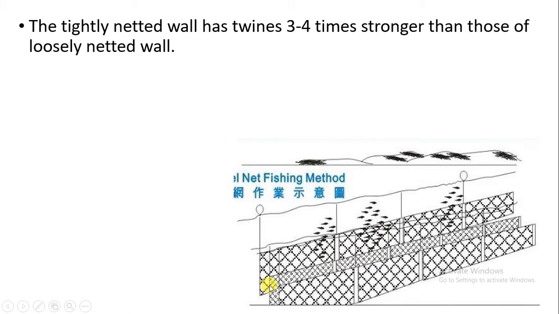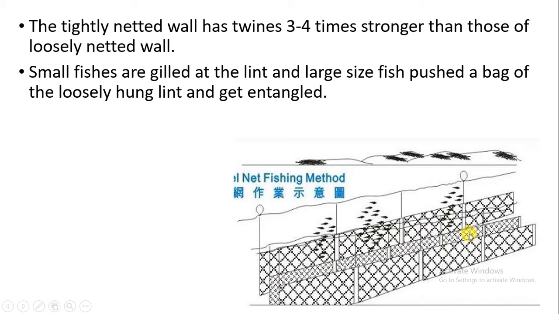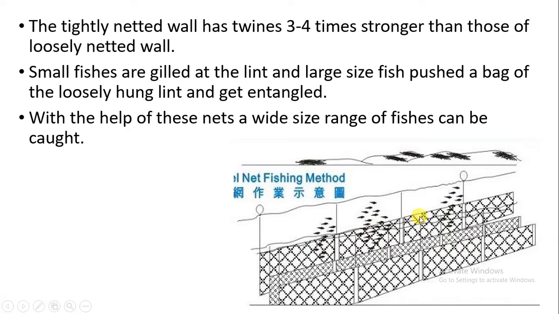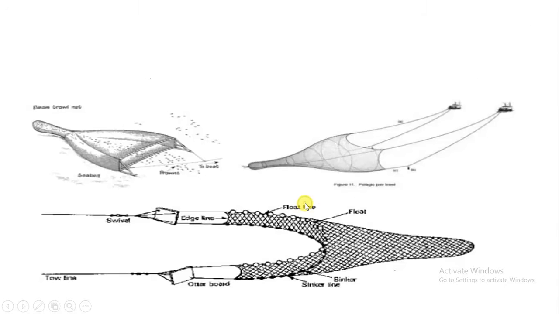The tightly netted walls are the larger mesh size net, and they are 3 to 4 times stronger than the loose net. So the larger mesh size net is stronger than the loosely hung net wall present in the middle. Small size fishes are gilled at the lint, and large size fish push a bag of the loosely hung lint and get entangled. So with the help of this net, a wide range of fishes are caught.